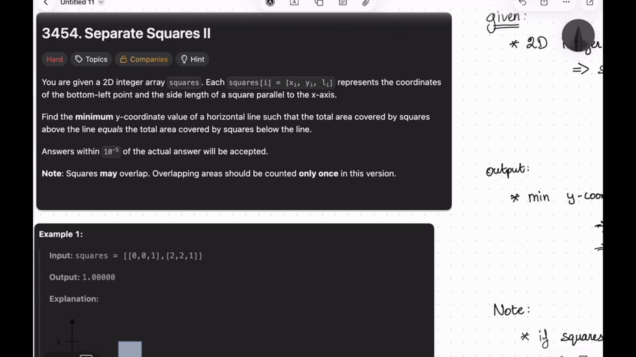Hello all. Today we are solving LeetCode problem number 3454, Separate Squares 2. Yesterday we solved Separate Squares 1, where the problem was medium, but this one is very hard. The problem statement is very similar to yesterday's problem, but there is a small difference which makes the problem very hard basically. So let us jump into the problem.